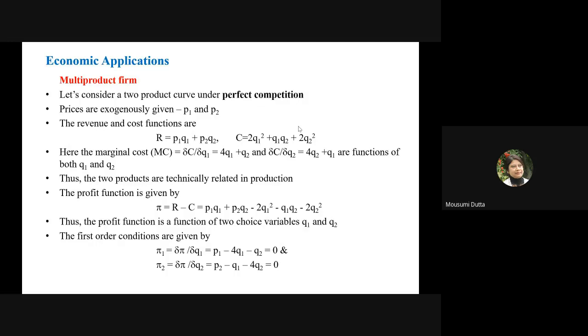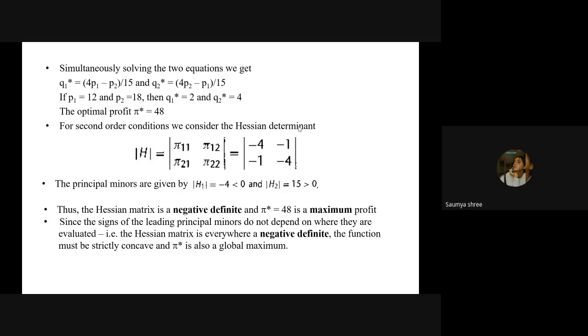P1 and P2 you bring to the right-hand side, because Q1 star and Q2 star will come in terms of P1 and P2, the parameters. Once you get the value, please let me know. Done. So what is Q1 star? 4P1 minus P2 by 15. Okay. And what is Q2 star? 4P2 minus P1 over 15. Yes. So these are the two values.